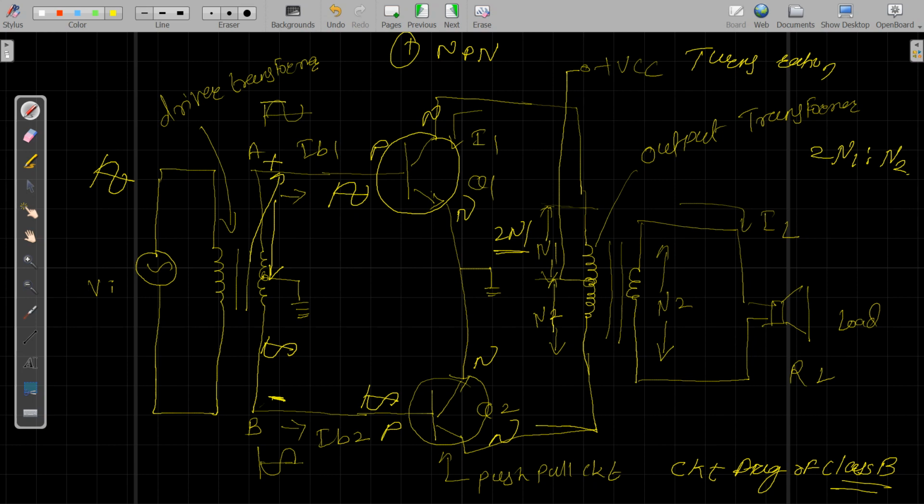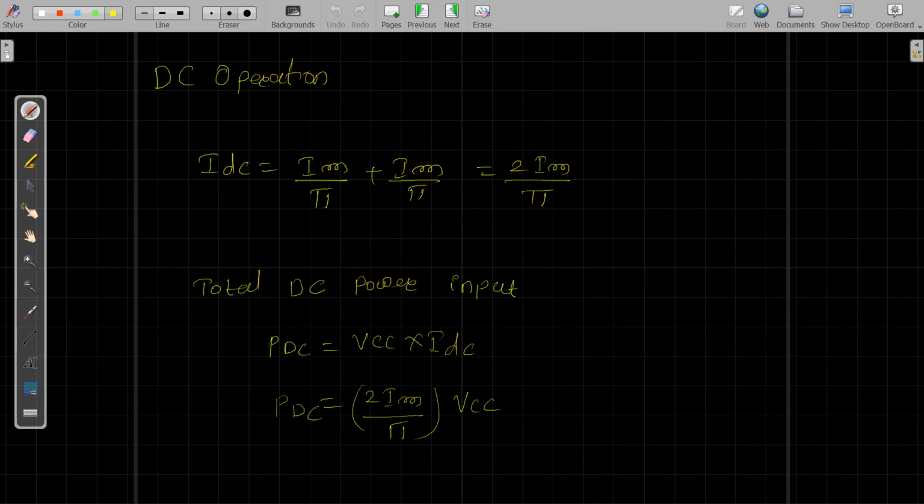Now let us do the analysis for it. Let us start with the DC operation. Why? Ultimately my aim is to find the efficiency. What is efficiency? PAC by PDC. So I should know PDC and PAC, then only can I get the efficiency. That's why my procedure is so.